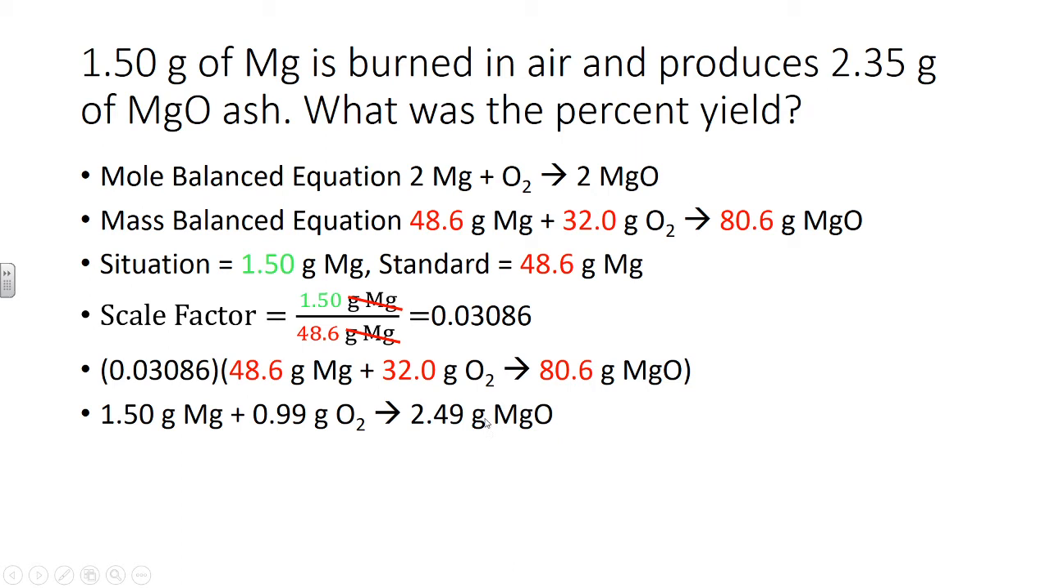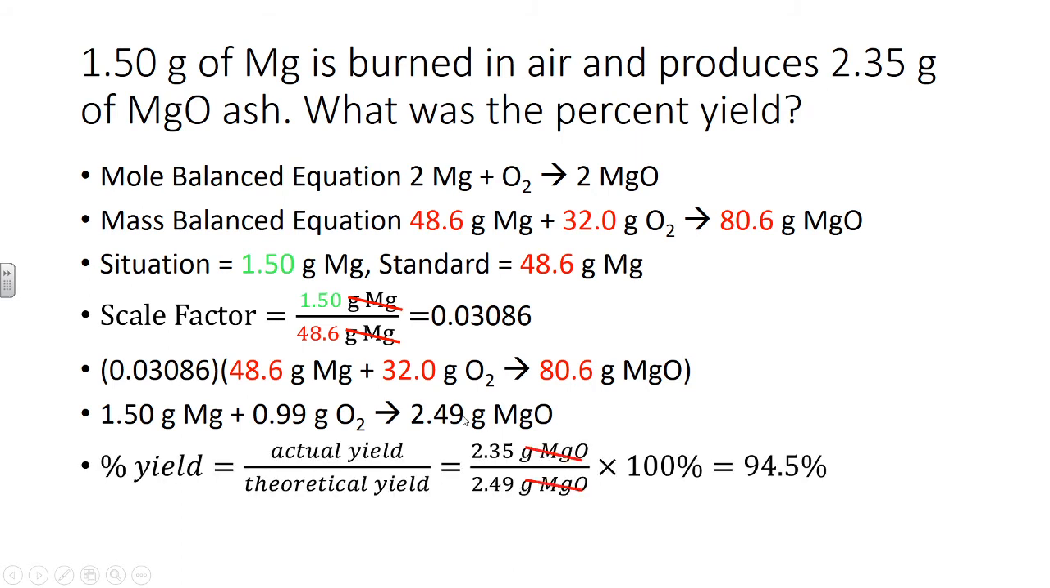Now the percent yield equation is fairly straightforward. It's simply what we got over what we expected to get, multiplied by 100, and that gives 94.5%. Not bad. That's pretty close, right? If you got 94.5% on a test, you probably feel pretty good about that test.